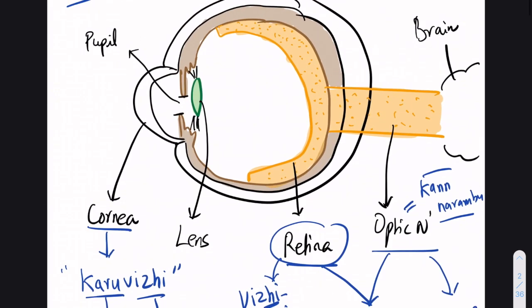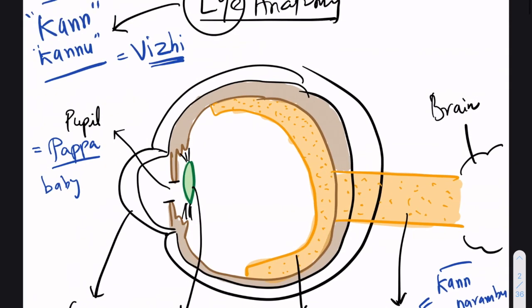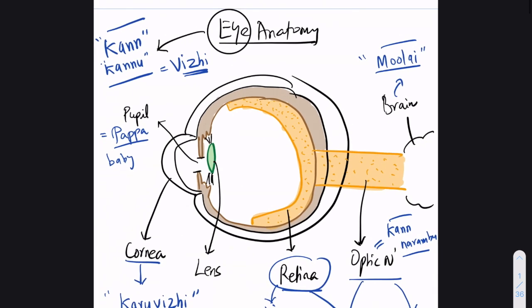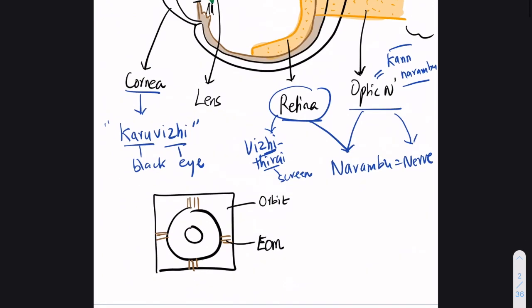But apart from that, some people call pupil papa. Okay, papa means a baby. I don't know why they call pupil papa. Maybe it's easier to understand, but just understand pupil means papa. Brain is called mulai. Mulai. Brain is mulai. So okay, so that's the basic eye anatomy.